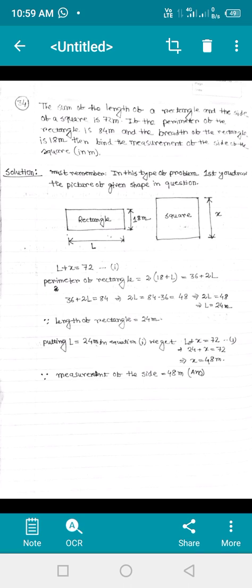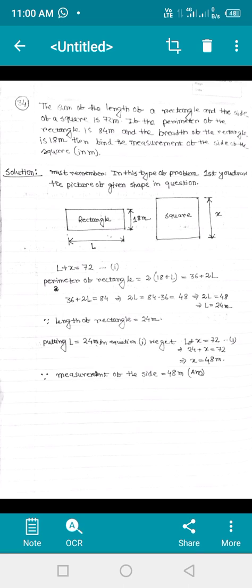We assume the length of the rectangle as L and the side of the square as x. Therefore L plus x equals 72. Perimeter of the rectangle is equal to 2 into (18 plus L). Therefore 36 plus 2L equals 84. L, the length, becomes 24 meter. Therefore the length of the rectangle is equal to 24 meter.